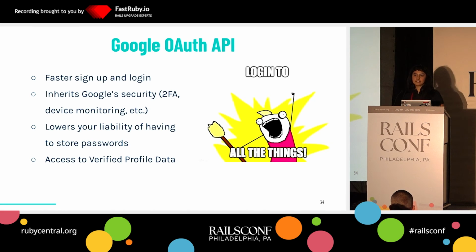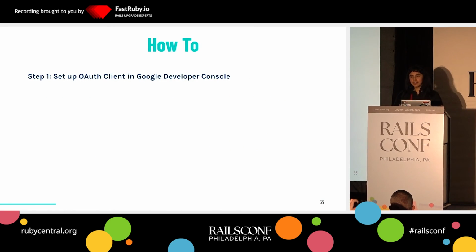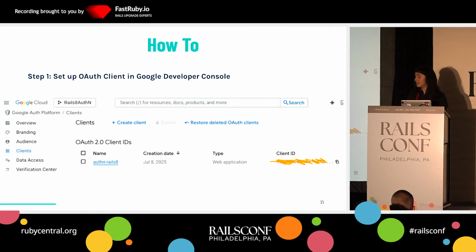And you can access this verified profile data. So you trust this identity provider, and then you trust the data they provide to you. So how to do this? You can do this with the same no password gem that I just showed. The first thing is that you set up an OAuth client in Google Developer Console. Very easy. Then you're given a client ID and a secret ID.